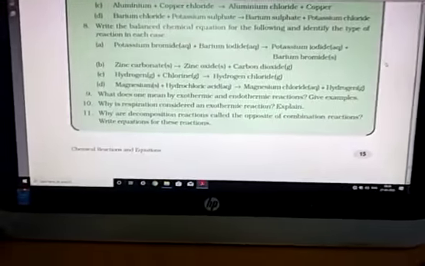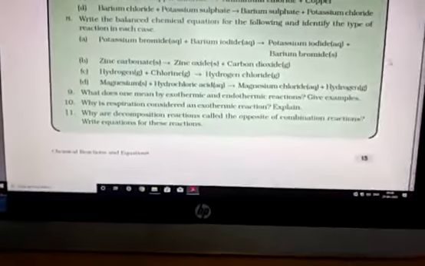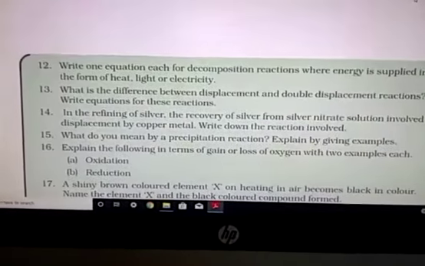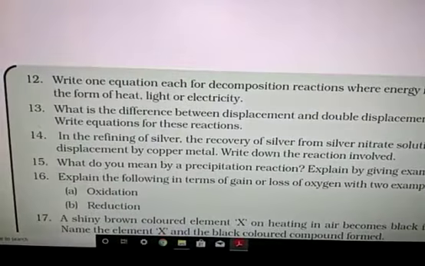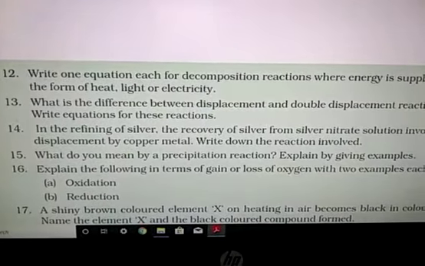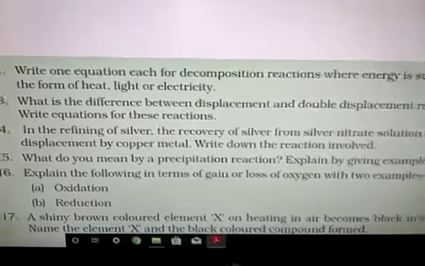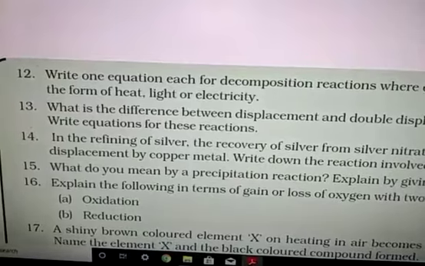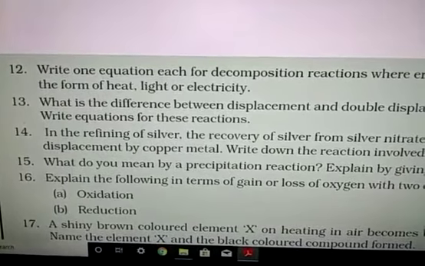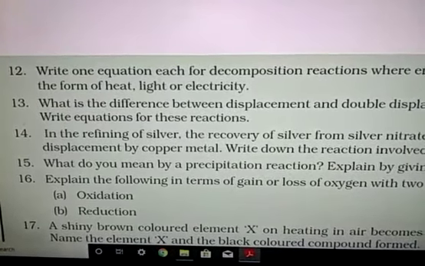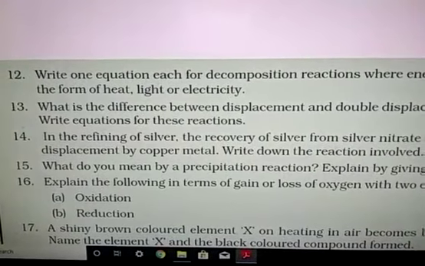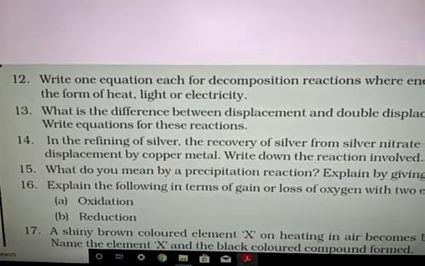Combination: Mg plus O2 gives MgO. Decomposition: CaCO3 changes into CaO plus CO2. Now come to the next question: write one equation for decomposition with energy utilized in the form of heat, light or electricity. Heat: calcium carbonate changes into CaO plus CO2. Light: AgCl changes into Ag plus Cl2. Electricity: water changes into hydrogen and oxygen.